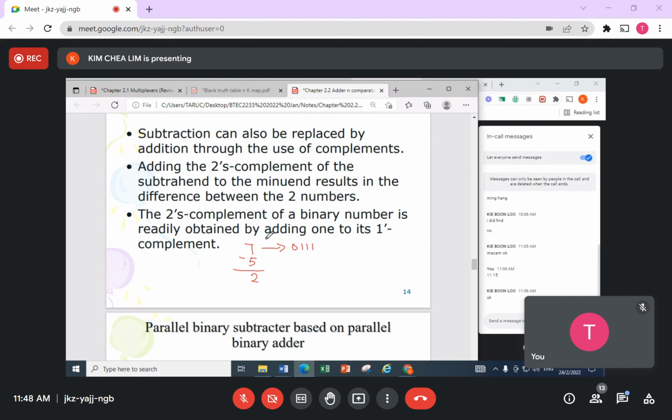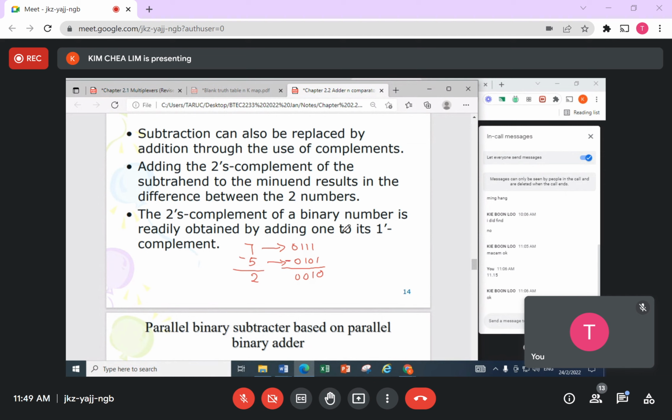Okay, 5 is 0101. So if I subtract, I can do it this way. 1 minus 1 gives me 0. 1 minus 0 is a 1. 1 minus 1 is a 0. So this one is a 0. Yes, I got the 2.